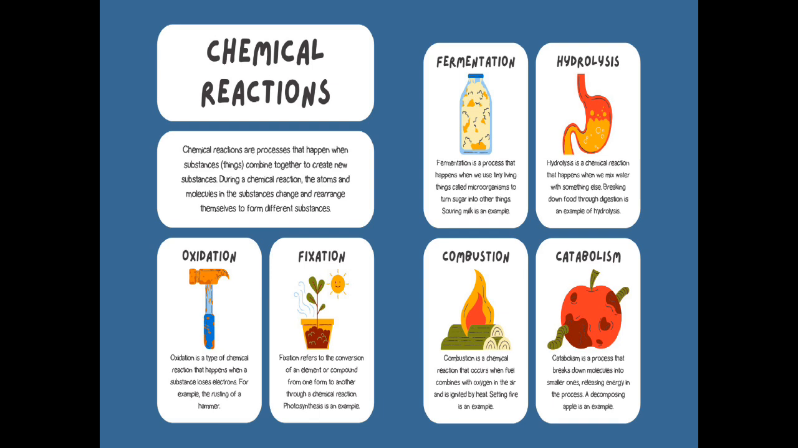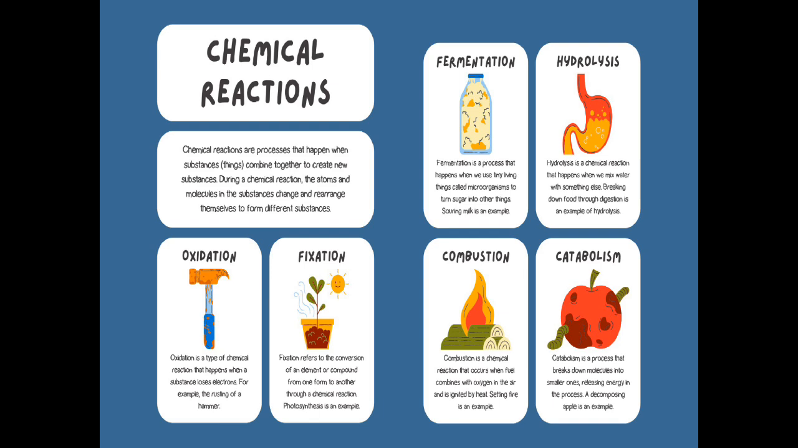Fermentation is a process that happens when we use tiny living things called microorganisms to turn sugar into other things. Souring of milk is an example. Hydrolysis is a chemical reaction that happens when we mix water with something else. Breaking down food through digestion is an example of hydrolysis.